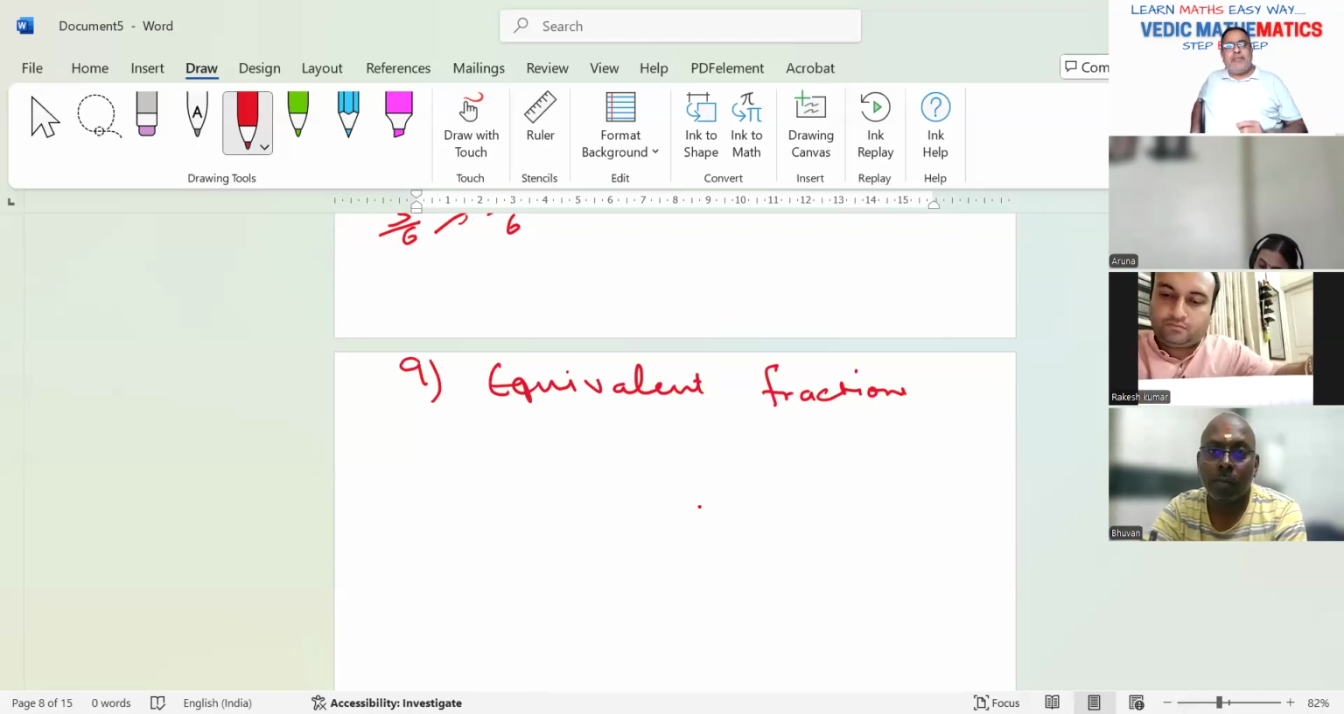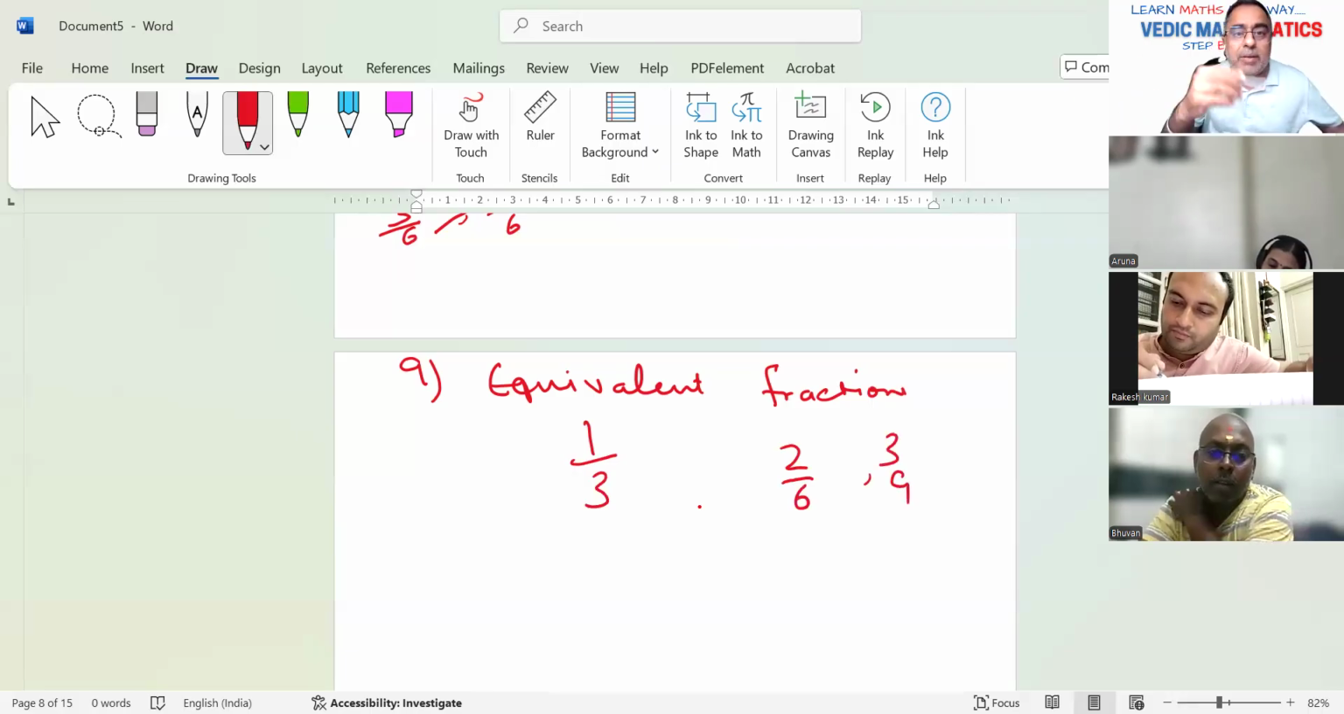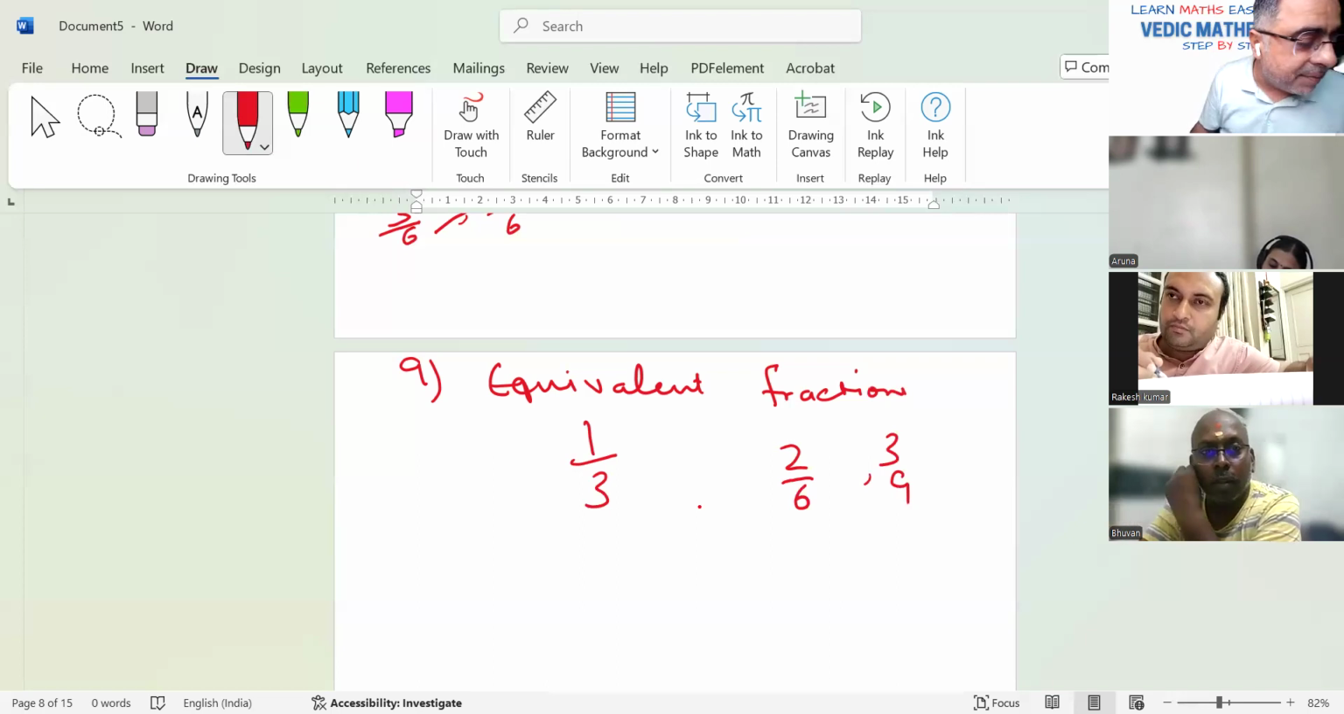Yes, what is the equivalent fraction? So multiply denominator and numerator by the same number. If 1/3 is given, so 2/6 is equivalent, 3/9 is equivalent. Just now we did multiply both by the same, right?